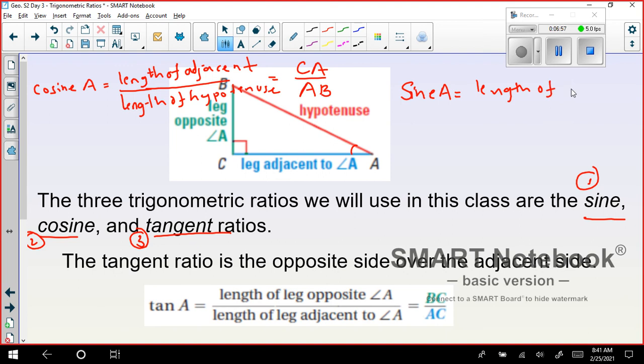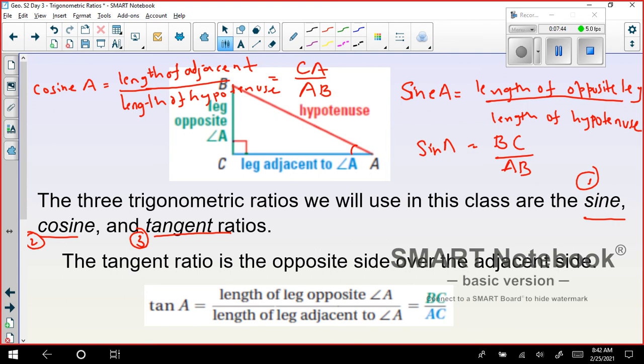Length of the opposite leg to this particular angle A, divided by the length of the hypotenuse, which is nothing but, in this case, the length of the opposite leg of angle A. Opposite to angle A is this particular side, which is BC, and the hypotenuse is AB or BA, both are the same. Okay, this is your side A.